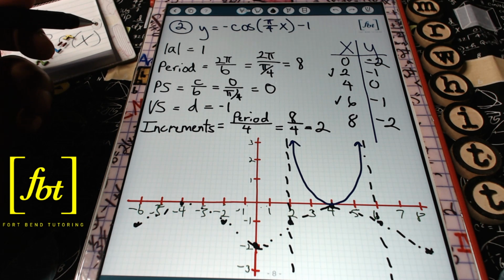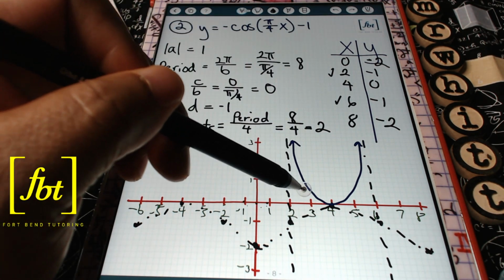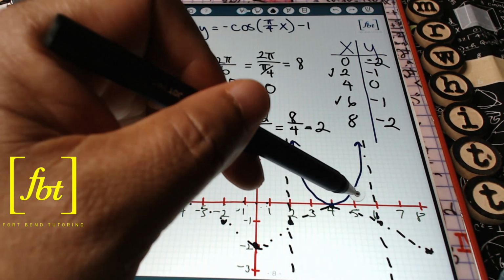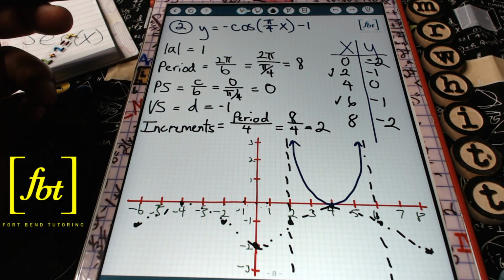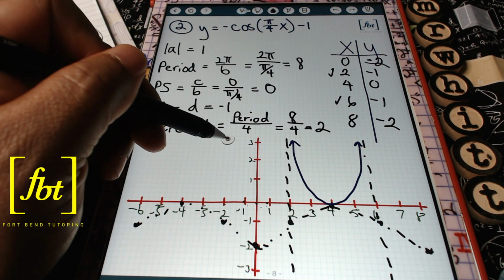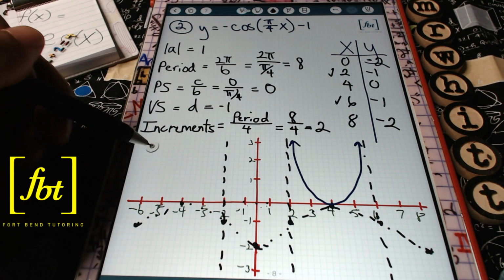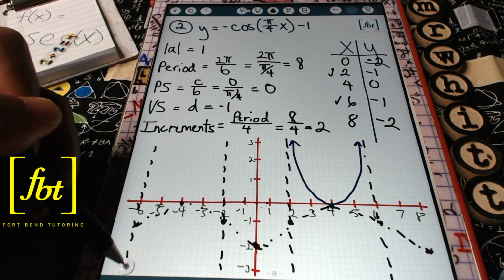So let's go ahead and get our vertical asymptotes in play as well. And notice that we have a vertical asymptote at every 4 ticks. 1, 2, 3, 4 is the separation between all of our vertical asymptotes. So 1, 2, 3, 4 to the left will give us a vertical asymptote at -2. 1, 2, 3, 4 gives us another vertical asymptote at -6.